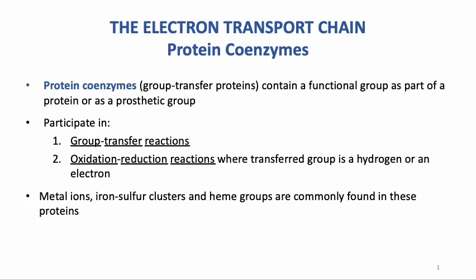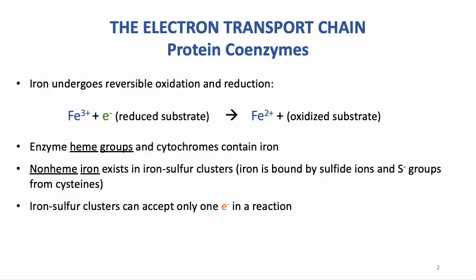Protein coenzymes play a role in electron transfer simply because they contain an iron atom, and this iron is present either as an iron sulfur cluster or in a heme group. Iron, as you know, can undergo oxidation or reduction. It could be present in the ferric state, Fe3+, which is the oxidized state. It receives an electron to be reduced to the ferrous state, Fe2+.